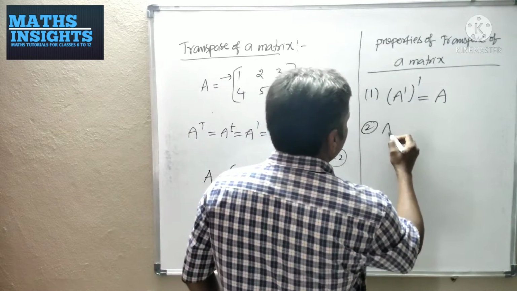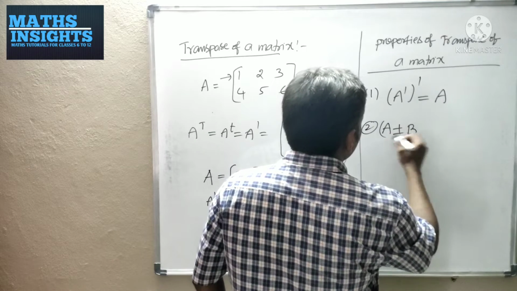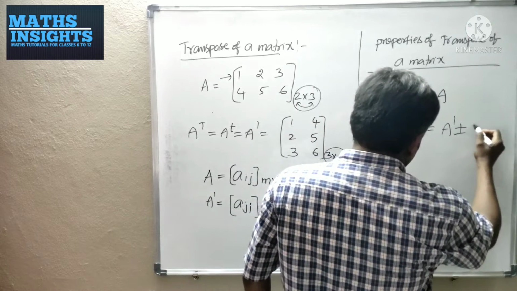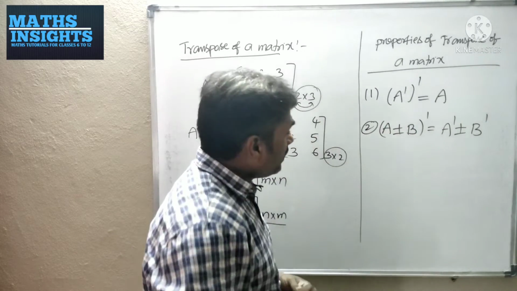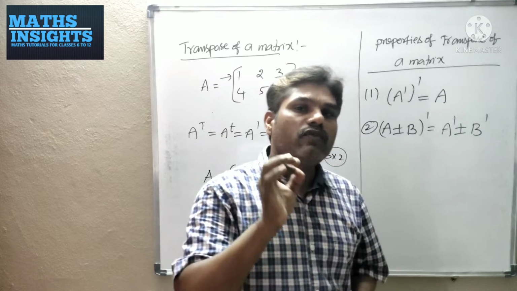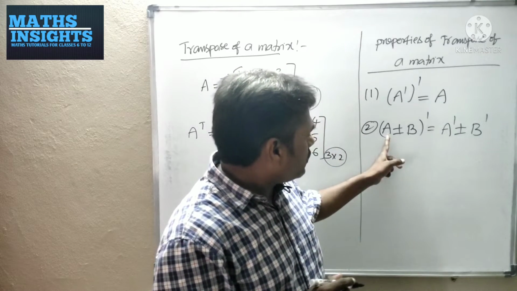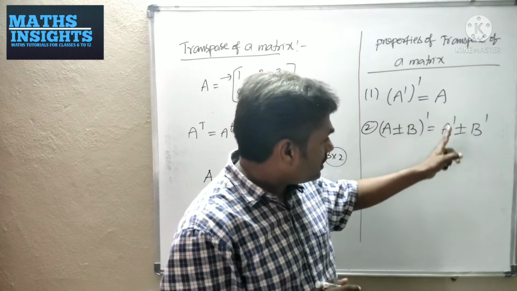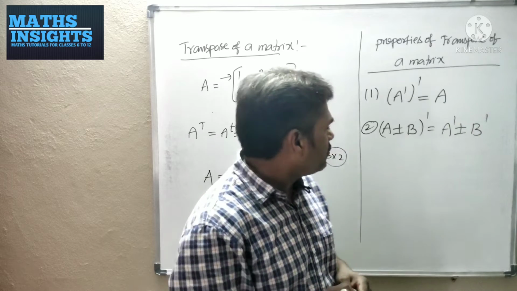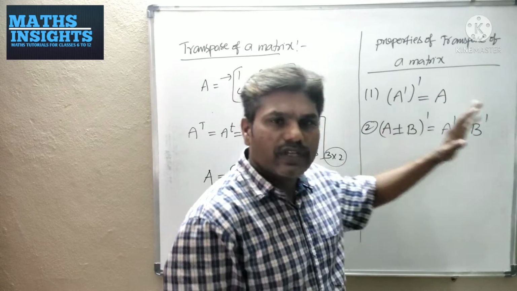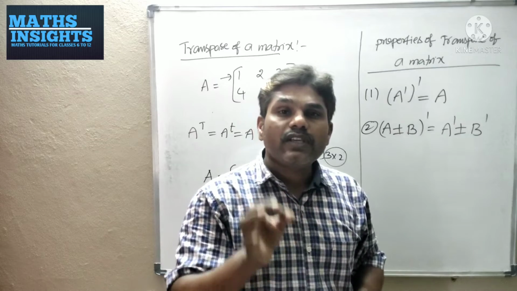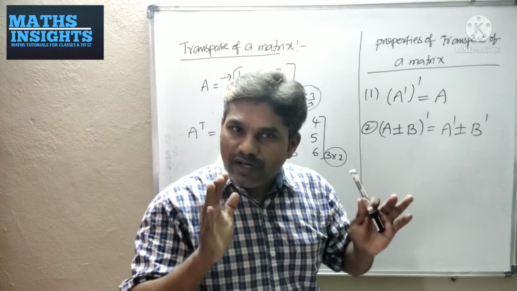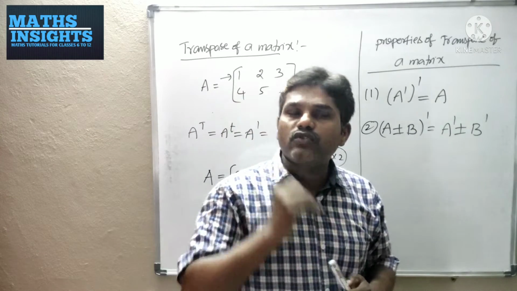Second property says that A plus or minus B whole dash is equals to A dash plus or minus B dash when A and B are conformable for addition. If you want to find A plus B whole dash, it is enough to find A dash first plus B dash second. Then you will get the same matrices on both sides. But here A and B should be conformable for addition, means they should be of the same order. Then only you can add any two matrices.